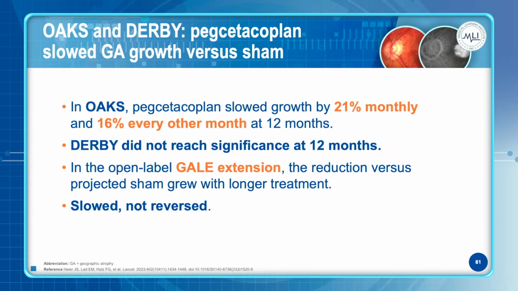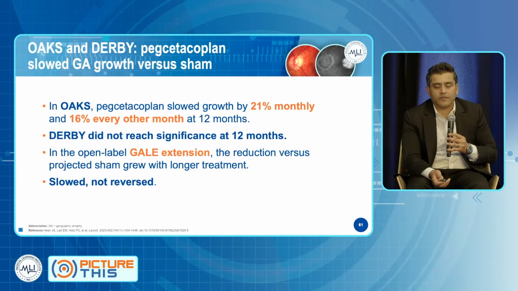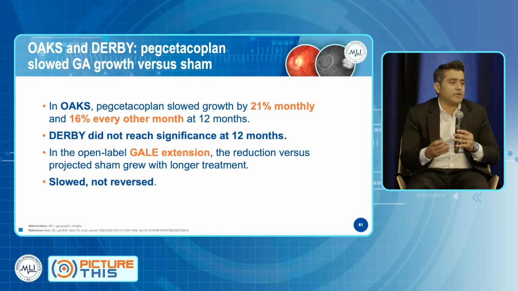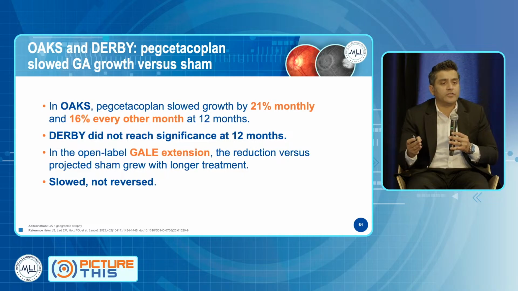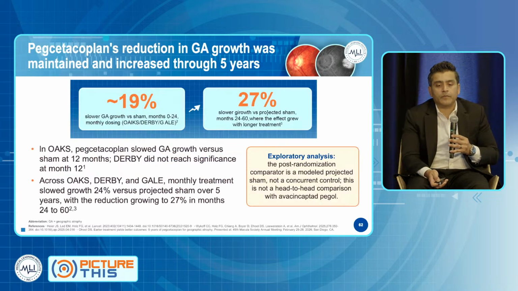And what we saw in OAKS was the growth rate was a 21% reduction monthly and 16% every other month at 12 months. And then DERBY also had a treatment effect at 1 year, but barely missed the p-value. But then over time, at 2 years, it actually showed a benefit with a nominal p-value, and that resulted in the approval of pegcetacoplan as the first agent for treatment of geographic atrophy. And we recently saw the long-term GALE data, which shows very impressive reduction over time. So the key is that it's a long-term commitment. I tell patients that the longer we treat, the earlier we treat, we're going to preserve their function and slow down the GA lesion growth.